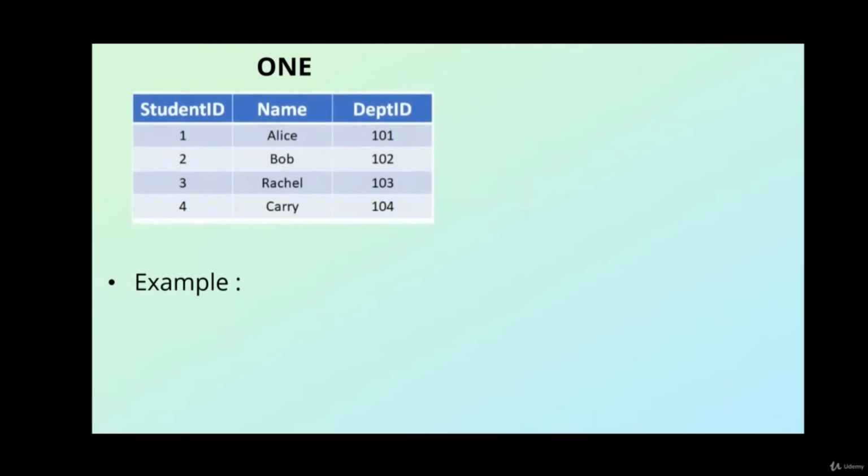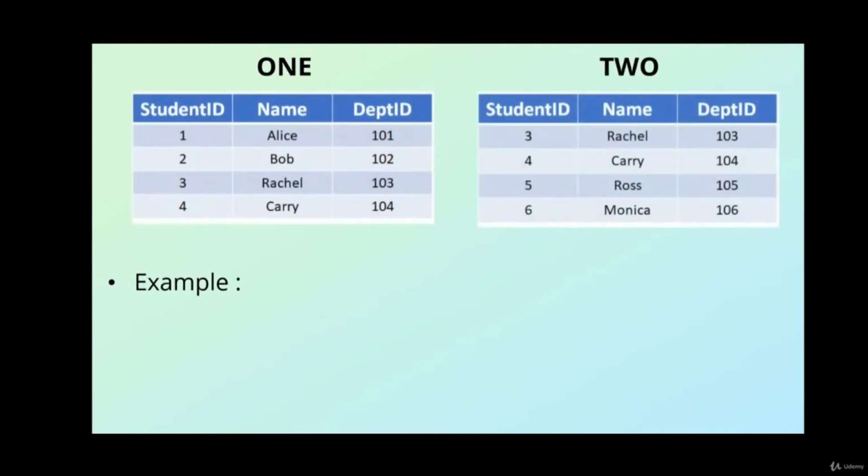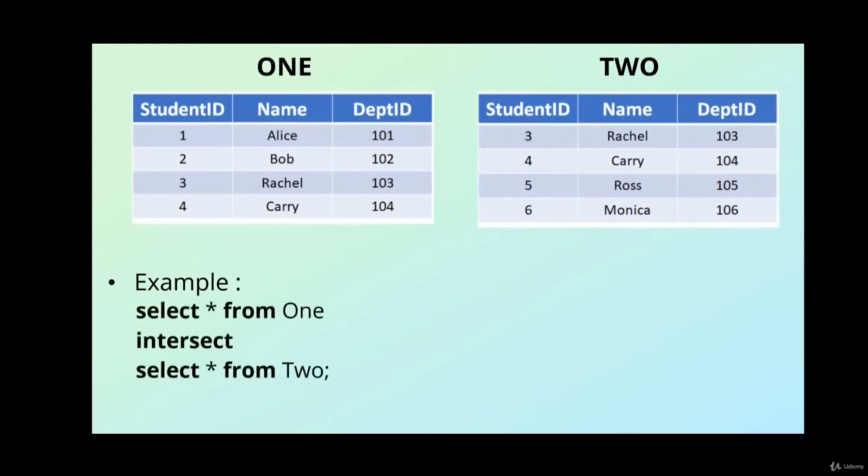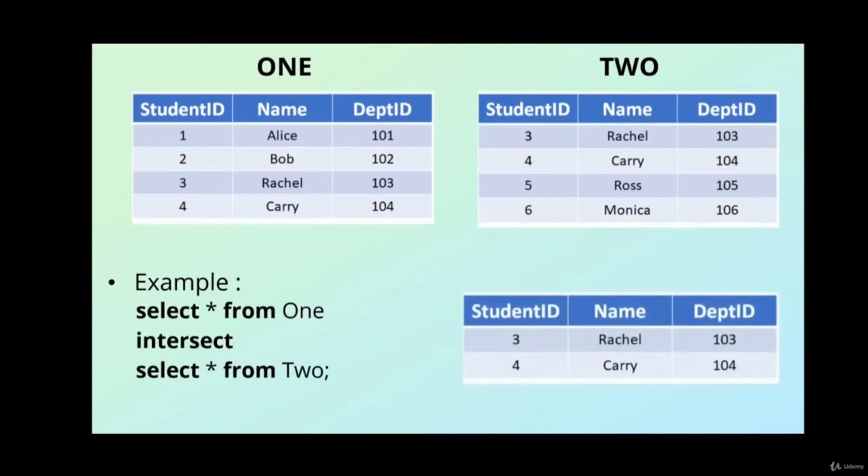So for example, if we have these two tables, the intersect operation will return those rows that are common to these two tables. The query for the intersect operation is select star from table 1, intersect, select star from table 2. In this case, the common rows are with student ID 3 and 4, so it will return these two rows in the output table.